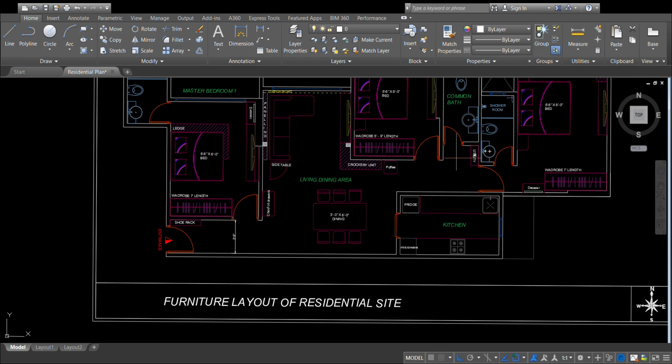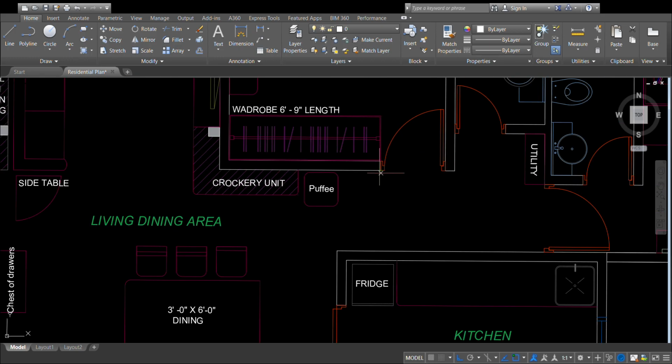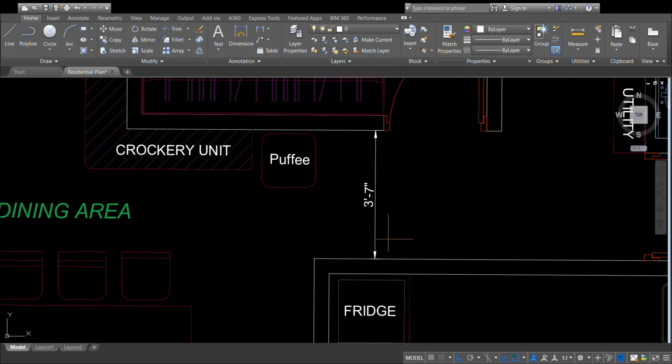Now we see the width of another passage. This is again 3 feet 7 inches, which is very good as it is more than 3 feet. So it is very comfortable for people staying here to move in and out from one room to other rooms. So please keep in mind the width of the passage, the standard width is 3 feet.